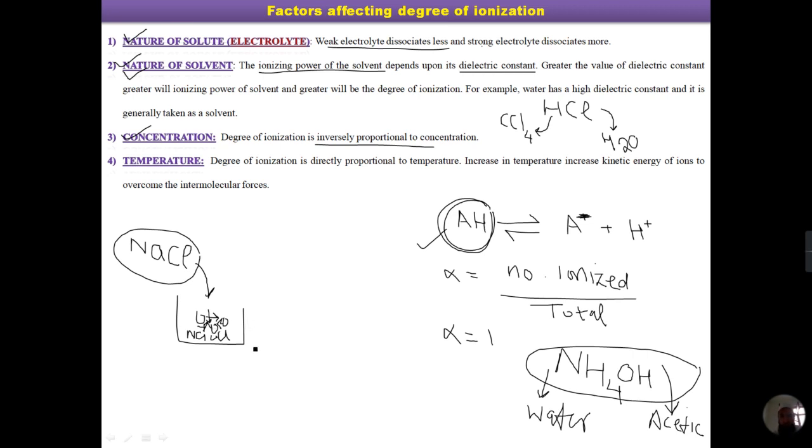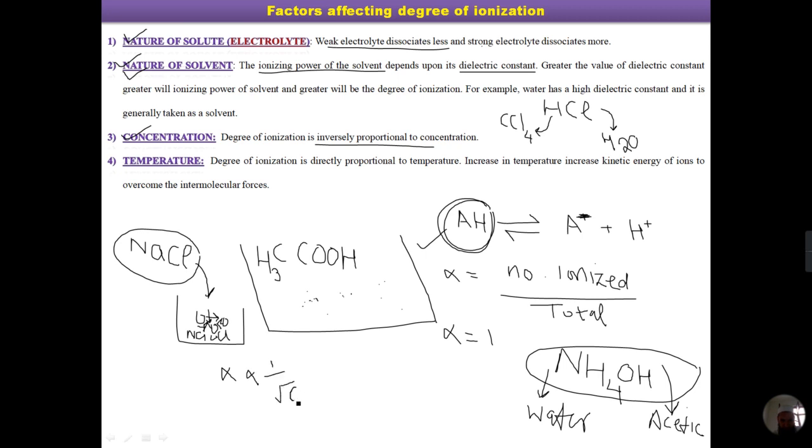Like if we talk about a weak electrolyte, let us say it's acetic acid. Now it's a weak acid, we know, so it's a weak electrolyte. If you dissolve this normally in water, the alpha value is very less, so only a few molecules are dissociated. But if you dilute the solution, which means you use more solvent, that solvent will help in the dissociation. So for a weak electrolyte, the degree of dissociation is inversely related to the square root of concentration as per Ostwald's dilution law.